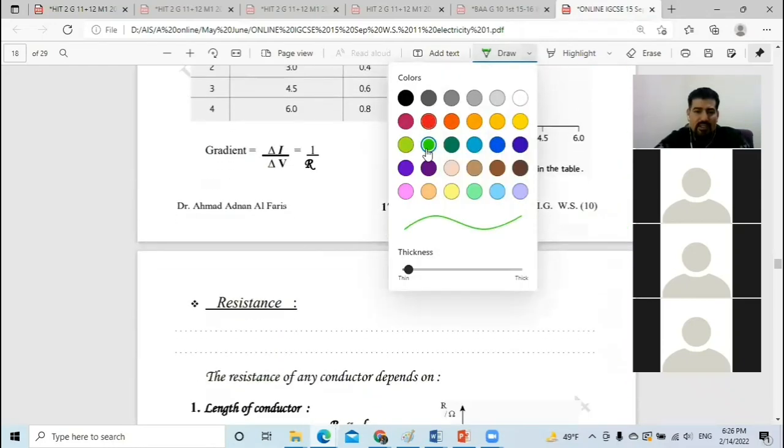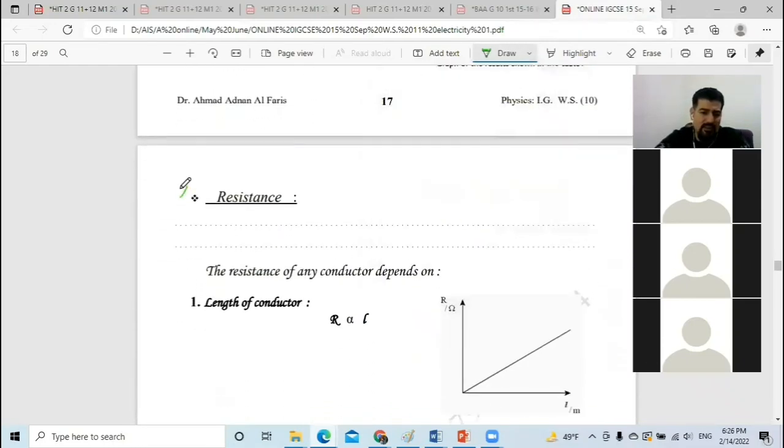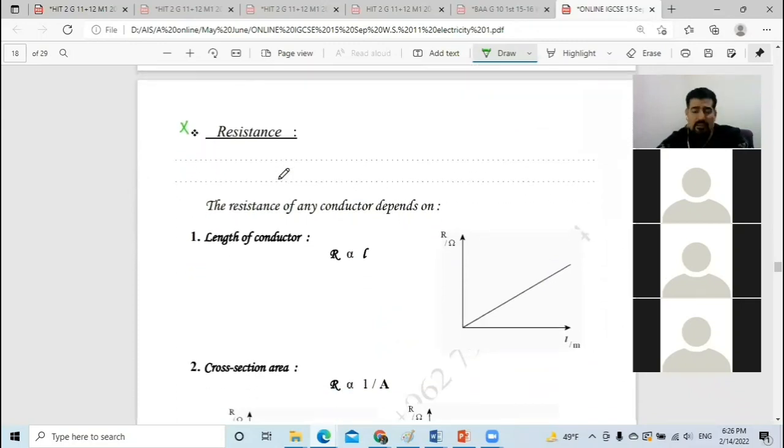Actually, the definition of resistance is not included in the syllabus. But I would say it's a device or something that resists the flow of charge through it. And whenever the resistance is higher, the current will be what? Lower.